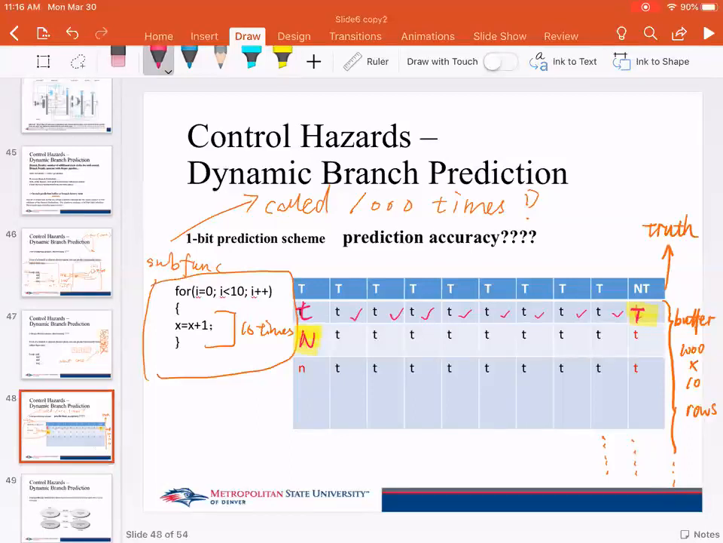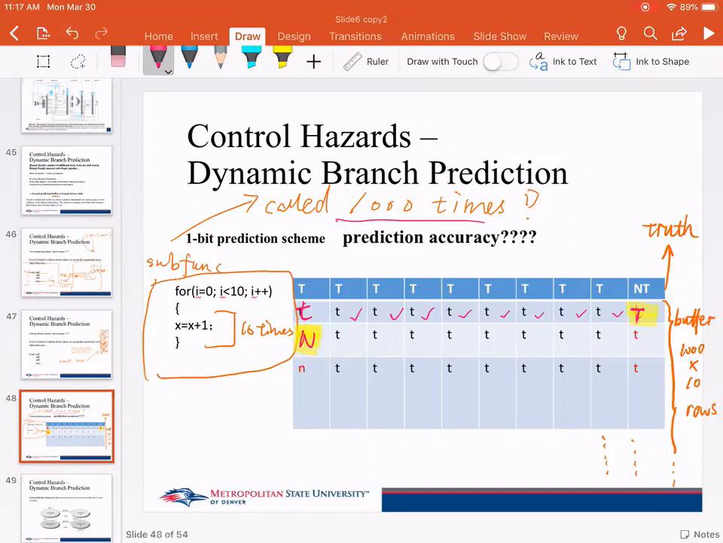However, after you finish the 10th row, the 10th column here, you did a wrong prediction, so you update your buffer to be N, and then you use N as your prediction the next time you run this piece of program. However, remember this piece of program can be executed 1,000 times. And the second time you execute it, your initial prediction is NT, and that is not correct, right?